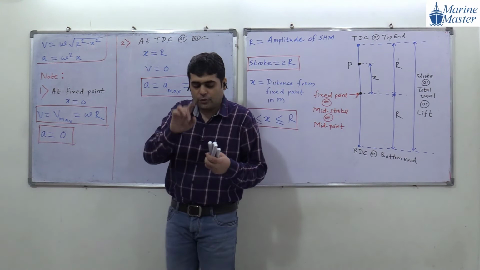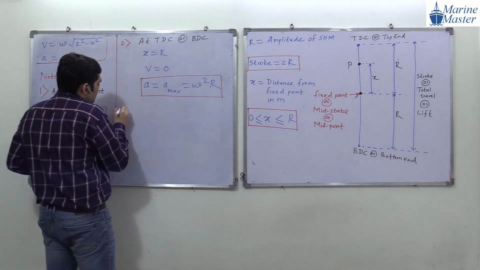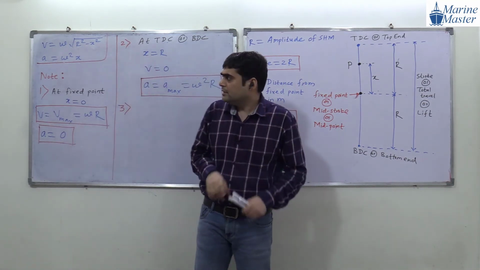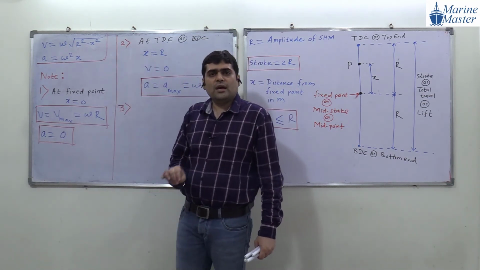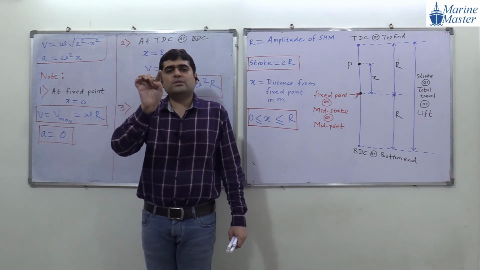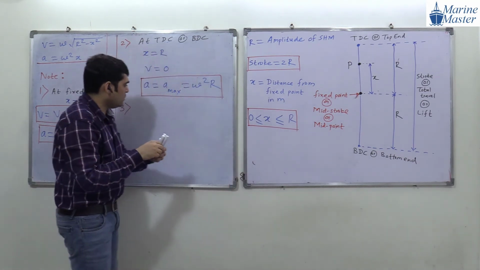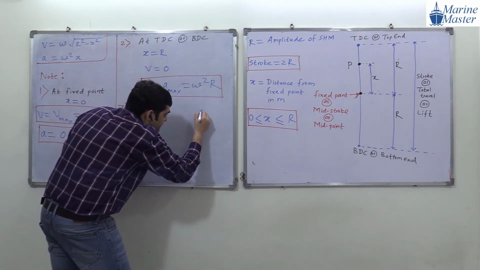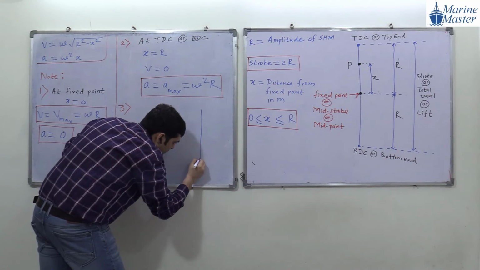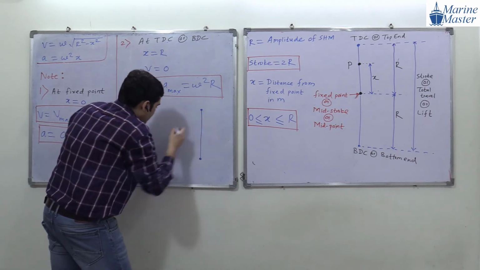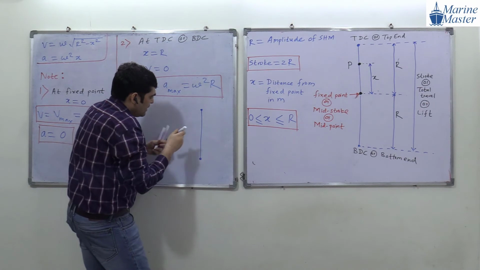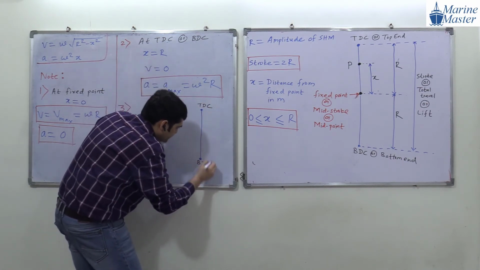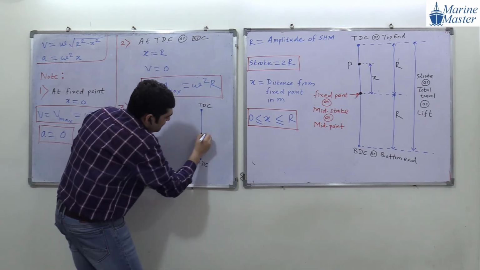Now third point, guys. Third note. Now everyone, suppose we consider 2 points. Try to see the drawing here. I am going to draw this line diagram. This is our TDC, this is our BDC, and exactly in between is our fixed point.